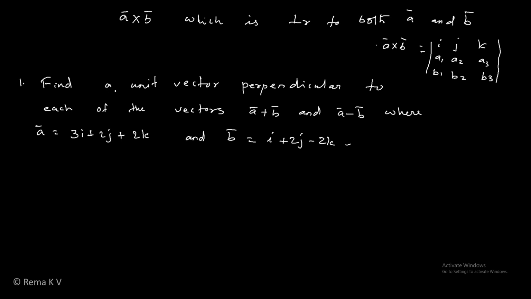You have to find a unit vector. That means the magnitude must be equal to 1. And the vector must be perpendicular to A plus B and A minus B, where vectors A and B are given to us. A vector which is perpendicular to both A and B can be found by finding A cross B. Similarly, you have to find a vector which is perpendicular to both A plus B and A minus B.